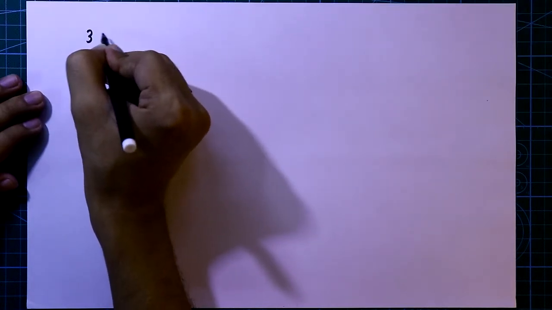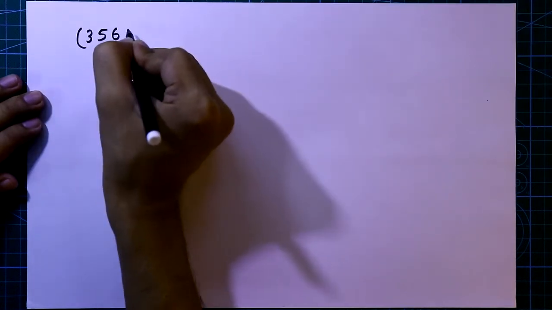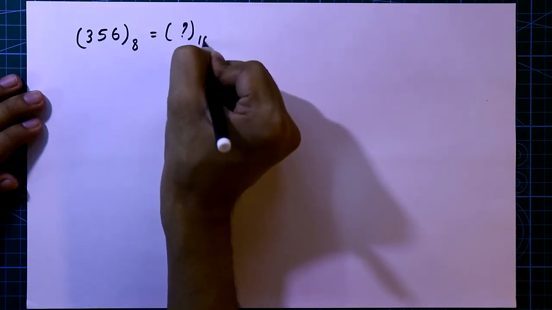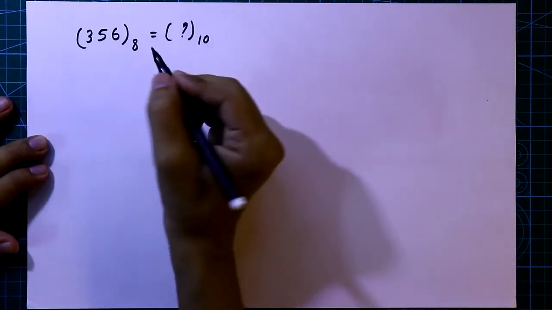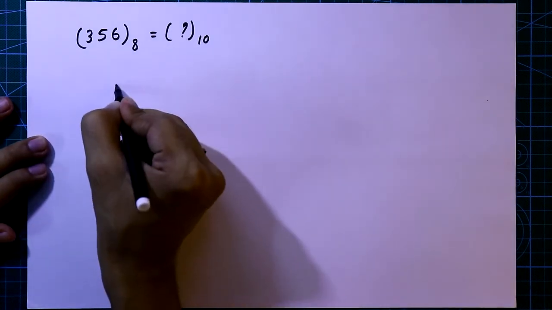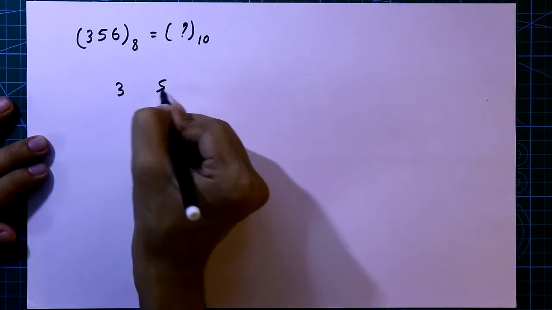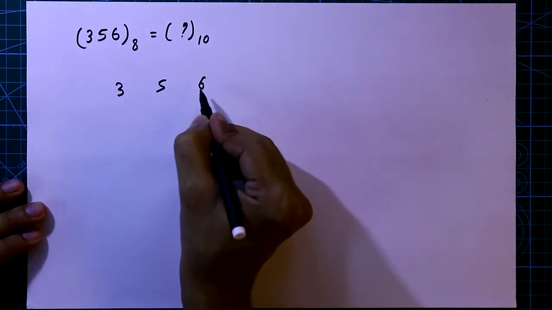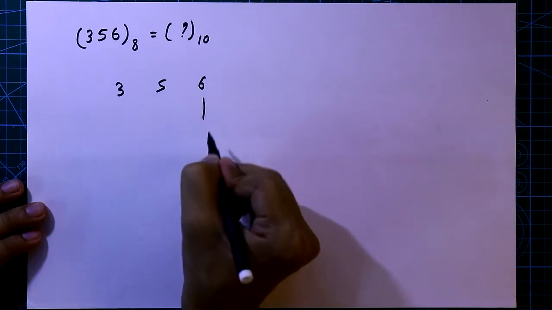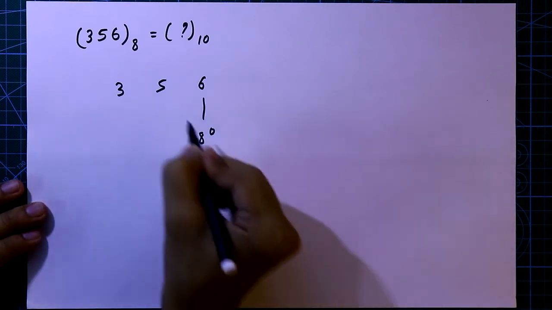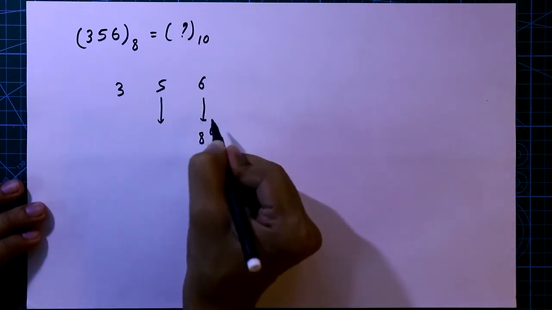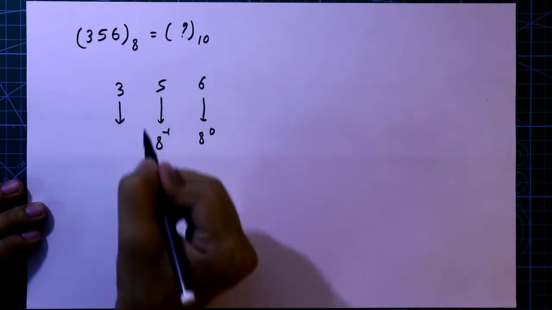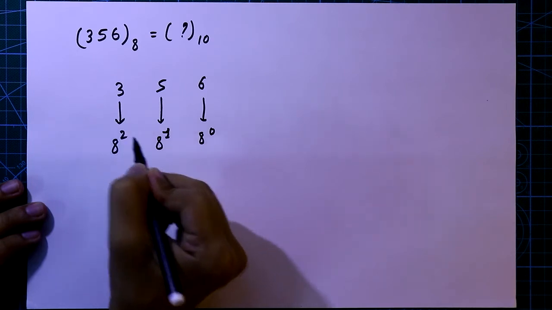For example, we are taking an octal number, 356, and we have to find out the decimal equivalent. Now to find out, just write this like this, and we have to multiply this 6 with 8 to the power 0, this 5 with 8 to the power 1, this 3 with 8 square.